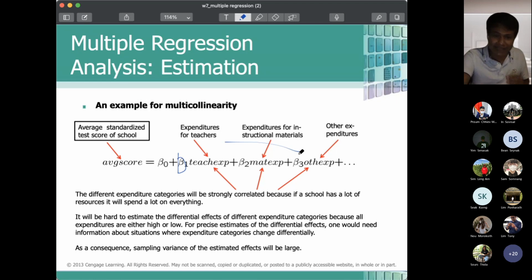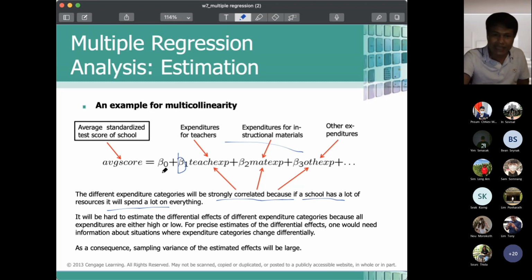All right, so let me read the text below. The different expenditure categories will be strongly correlated because if a school has a lot of resources, it will spend a lot on everything. As you can see, spend more on teachers, also spend more on structural material, also spend more on the other sector. So even though you obtain an unbiased beta 1, the variance of beta 1 here is large, it is imprecise.